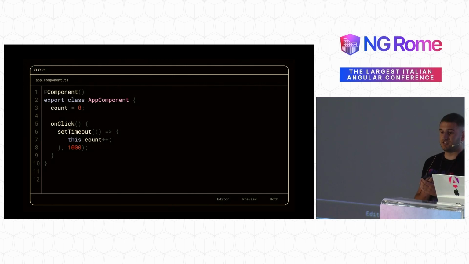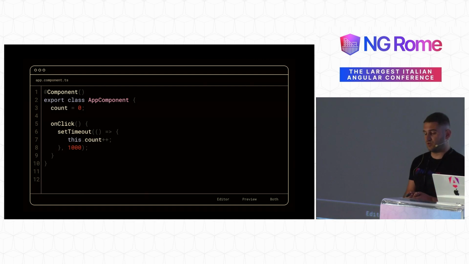all the time, we cannot have just synchronous code. We can also have asynchronous code. And in this case, what happens if we have that setTimeout after 1 second, so that count won't be updated directly?